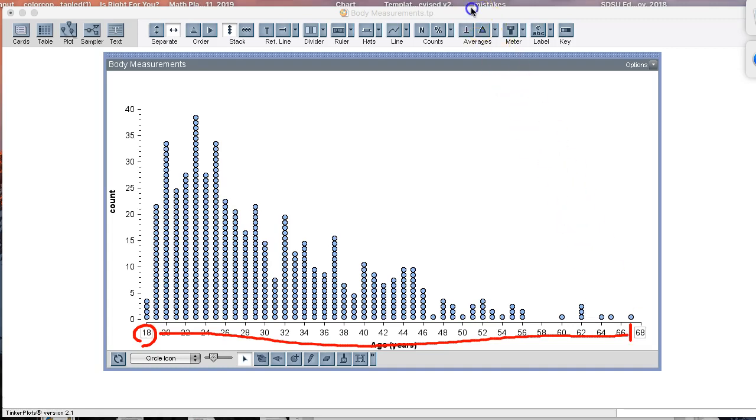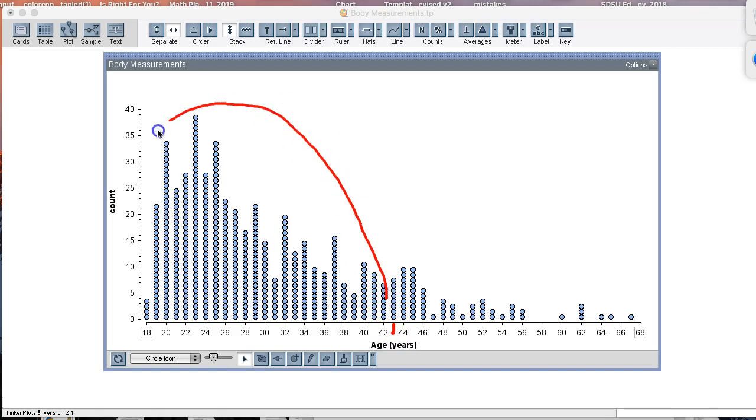Now let's talk for a moment about estimating the center of the distribution. In other words, our goal is to pick one age that we would use to represent the whole distribution. Would halfway between 18 and 67 be a good choice? Let's see, halfway would be 43. This would not be a good choice because there are so many more people who are younger than 43 compared to people who are older than 43.